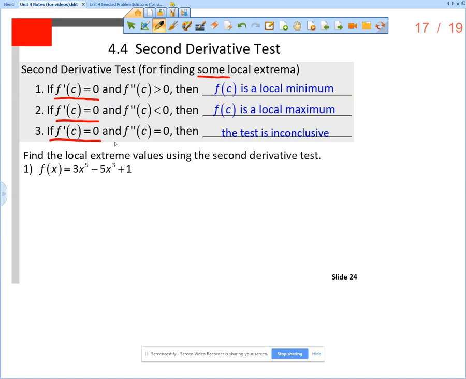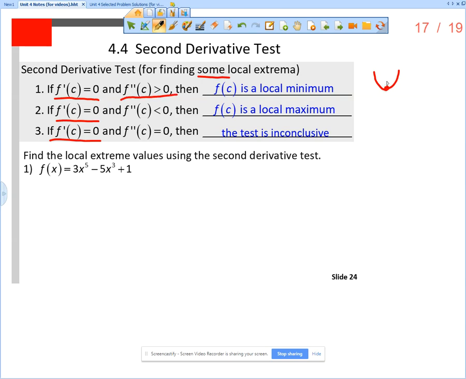Or if f prime of c equals 0 and f double prime of c equals 0, then the test is inconclusive. So let's talk about what that means. If f prime of c is equal to 0 and f double prime of c is greater than 0, what would that mean? Well, the curve is concave up. Remember, that's what f double prime greater than 0 means.